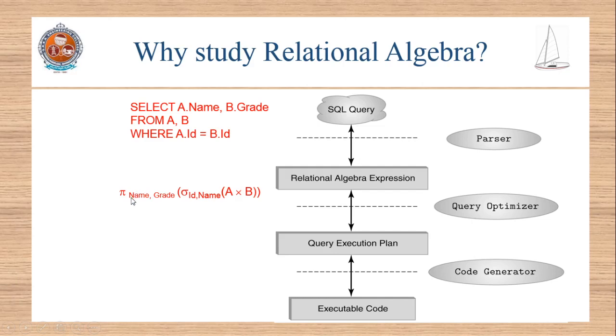So what are we going to do? First thing, we require only the name and grade. For having only those columns, we have to use the projection operation. And we want to select the tuples where the IDs of both the relations are the same. For that we are going to use the select operation. And we require the values from both the relations. So for that we have to do what?